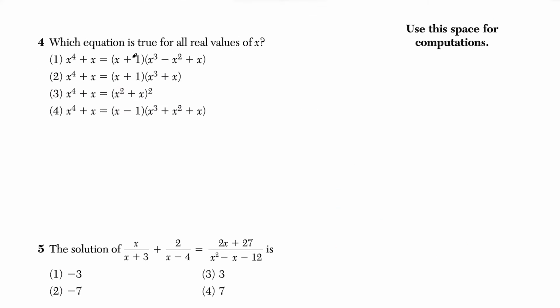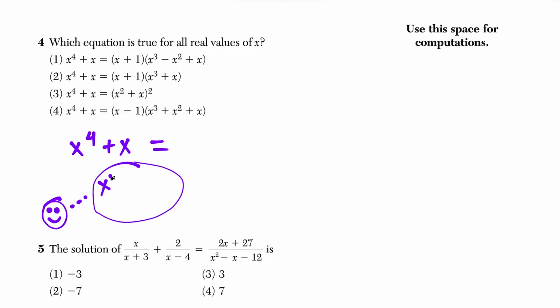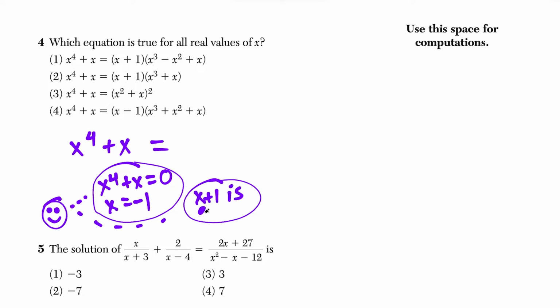Question 4: which equation is true for all real values of x? All of these start off the same, x to the 4th plus x, and we're seeing which one of these is going to be a correct way to break down this polynomial. Well, one thing we could do is polynomial division. We could think about what would be a root of x to the 4th plus x if we set this equal to 0. And this would be true if x was equal to -1. So if x equals -1 is a root, then that tells us x plus 1 is a factor.